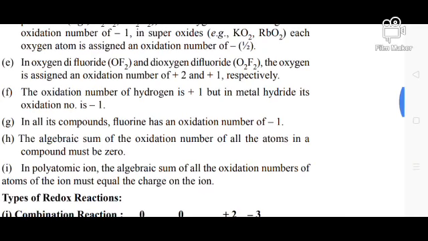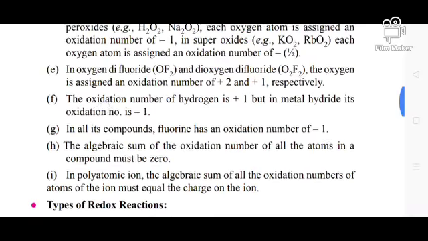But when we discuss superoxides like KO2, like rubidium oxide, each oxygen atom is assigned the oxidation number -1/2. This is an exceptional one and it is very important for different competitive examinations also.